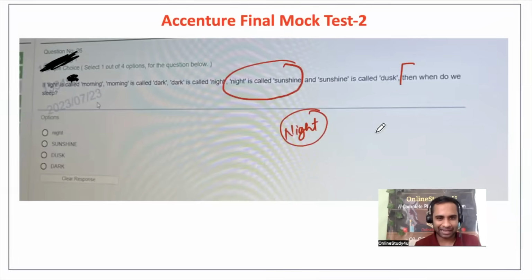See, we don't sleep in the dark, we sleep in the night. So night is called sunshine. So when do we sleep? We sleep in sunshine. So option B will become the correct answer.